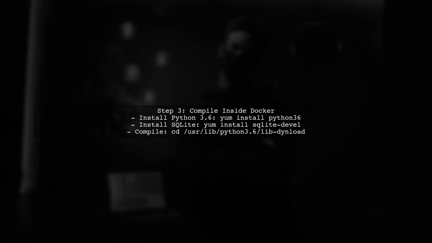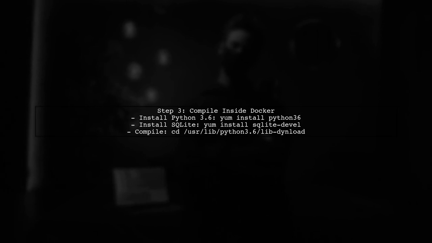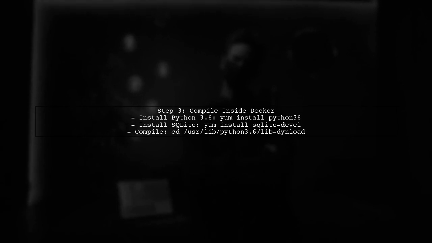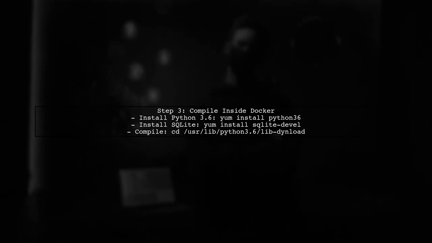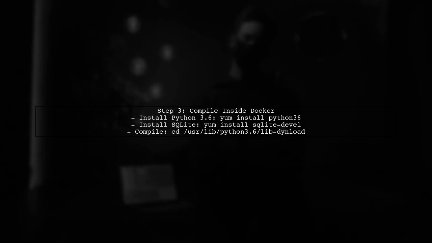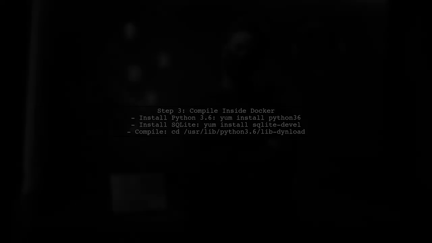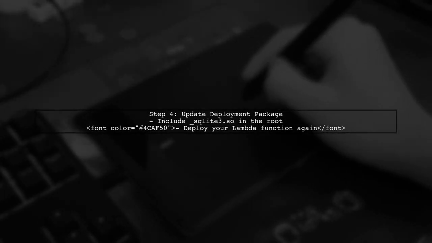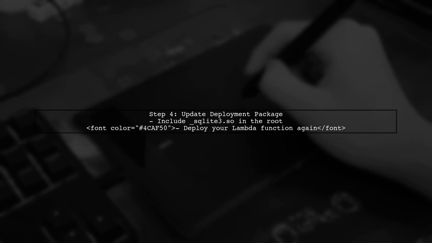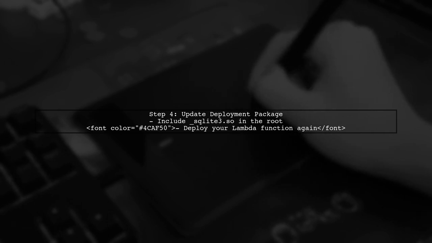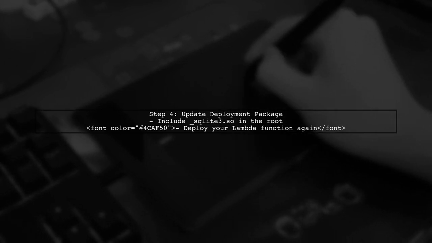Inside the Docker container, install Python 3.6 and SQLite, then compile the SQLite library. After that, copy the compiled sqlite3.so file back to your local machine. Once you have the correct sqlite3.so file, include it in your Lambda deployment package along with your code. This should resolve the import error.